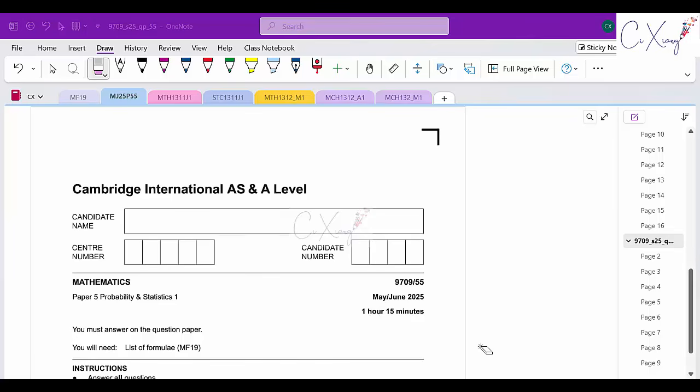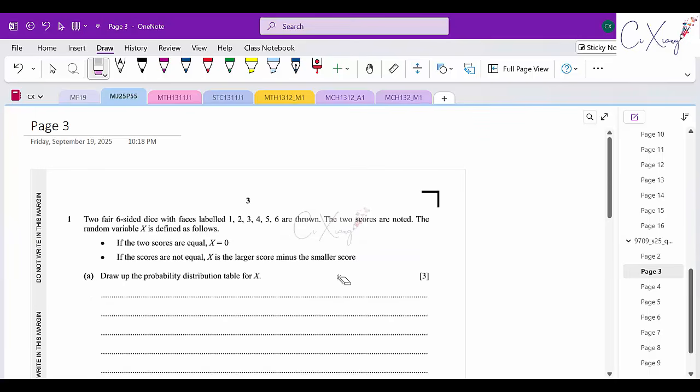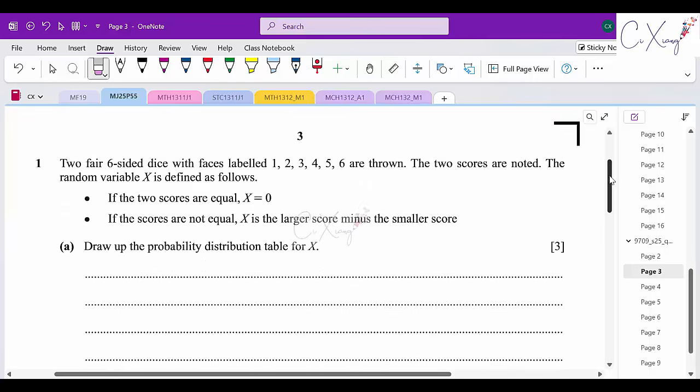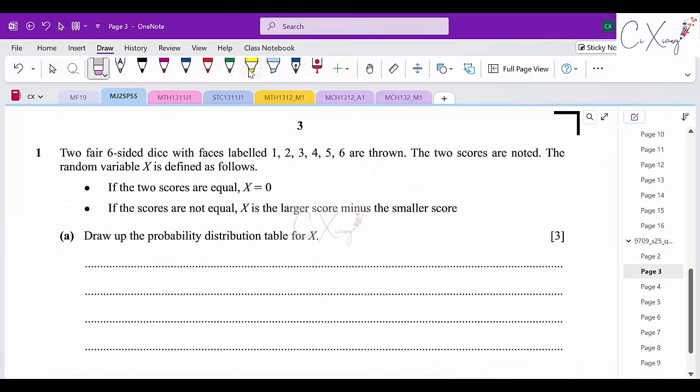So in this video we will be discussing May-June 2025 paper 55 for statistics, probability and statistics 1. Okay, question number 1. We are given 5 6-sided dice and they are fair dice, okay?